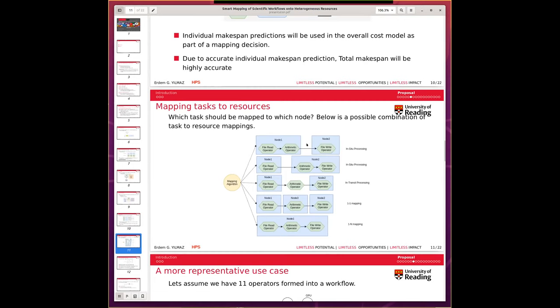So what is the mapping tasks to resources challenge? It is mostly deciding on which operator to run on which host.